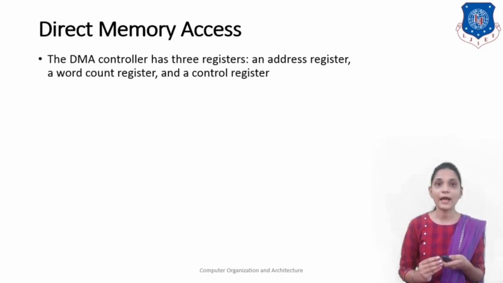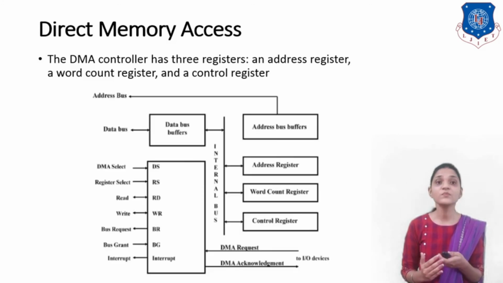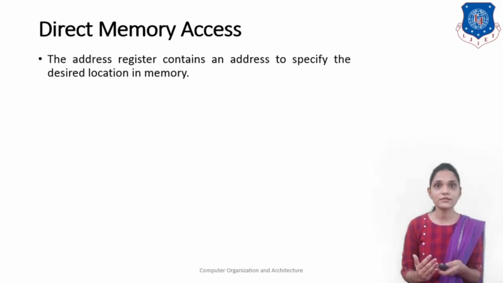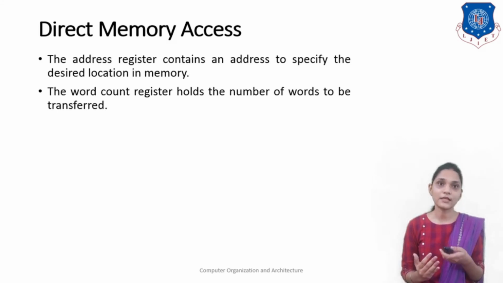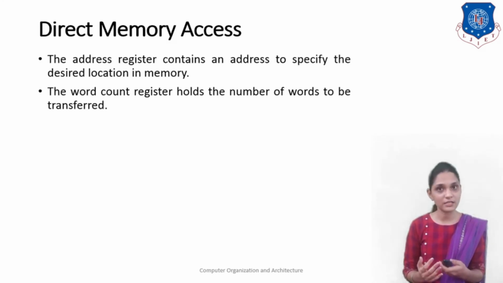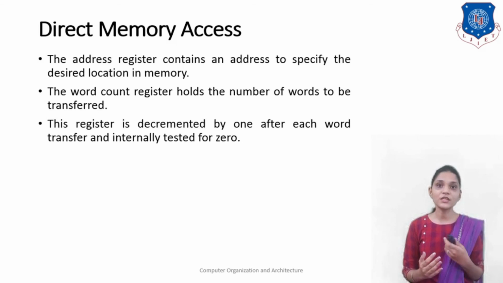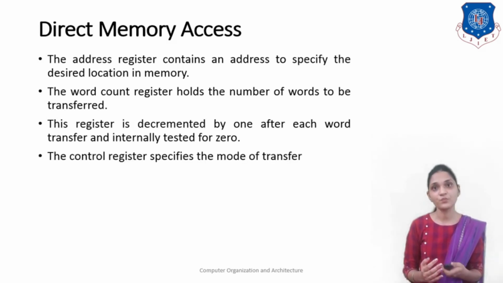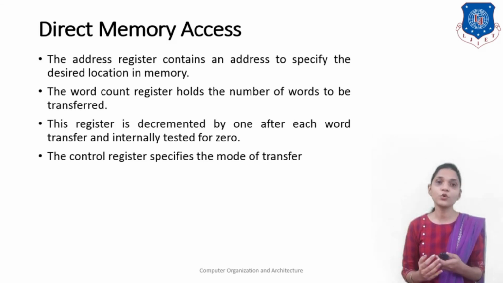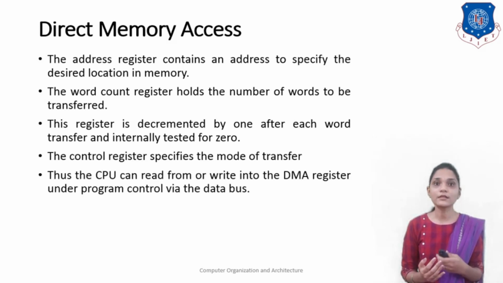Here the DMA controller has 3 registers, that is the address register, word count register, and the control register, as we discussed earlier. The address register contains the address specifying the desired location in the memory. The word count register holds the number of words to be transferred, and the register is decremented by 1 after each word is transferred, and internally it is tested for 0. The control register specifies the mode for the transfer. Thus, the CPU can read from or write into the DMA registers under program control via the data bus.